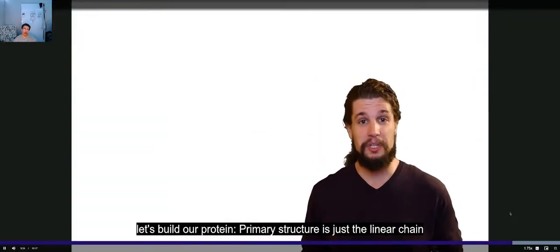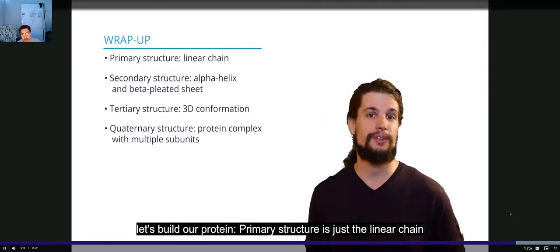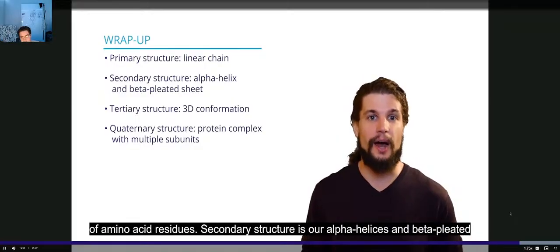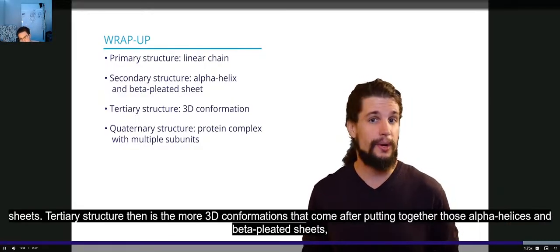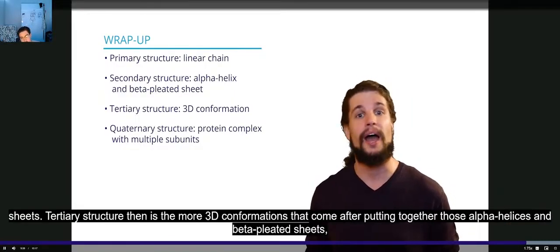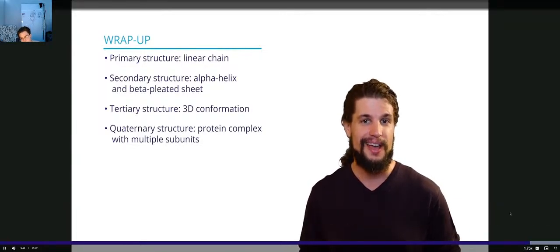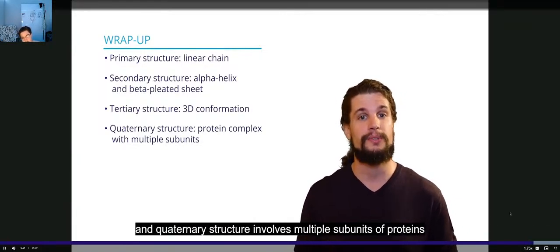By way of summary, let's build our protein. Primary structure is just the linear chain of amino acid residues. Secondary structure is our alpha helices and beta-pleated sheets. Tertiary structure then is the more 3D conformations that come after putting together those alpha helices and beta-pleated sheets. And quaternary structure involves multiple subunits of proteins working together.